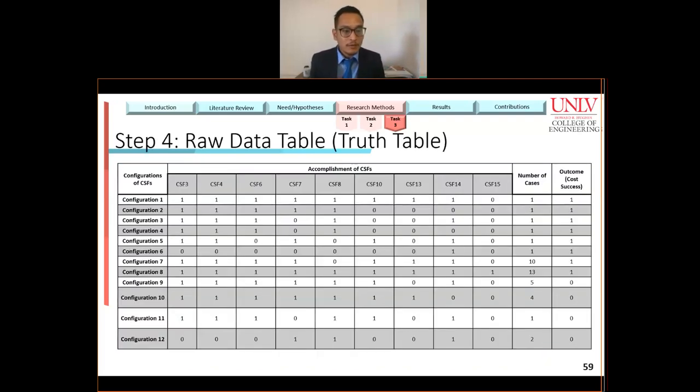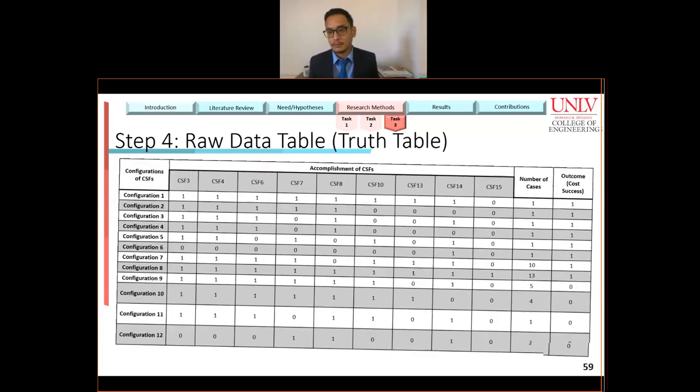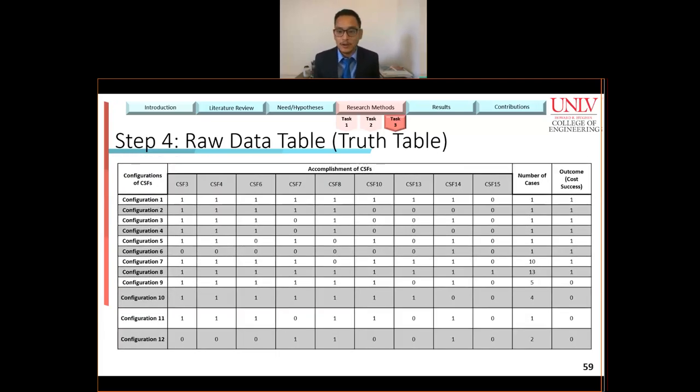The fourth step is generating a raw data table, also called a truth table. So a truth table is essentially a summary table that sorts the collected data into binary form, into different combinations of values on causal conditions, also called configurations here, as you can see on the left column. This table identifies the causal patterns of sufficiency, which means that the combinations of conditions are sufficient for the outcome.